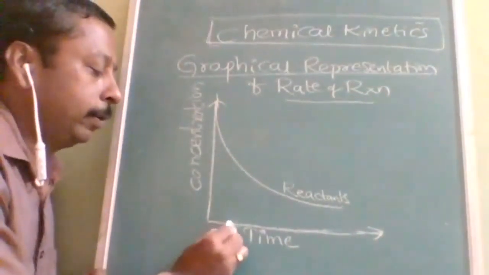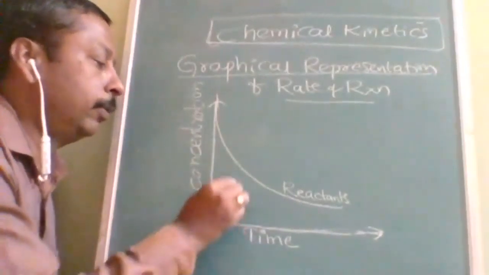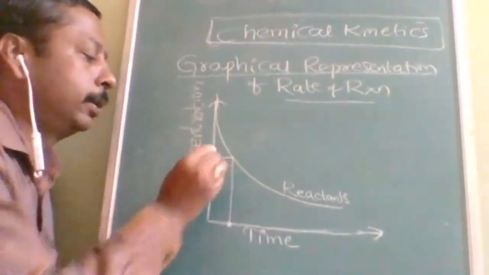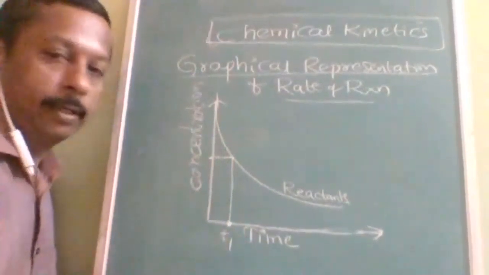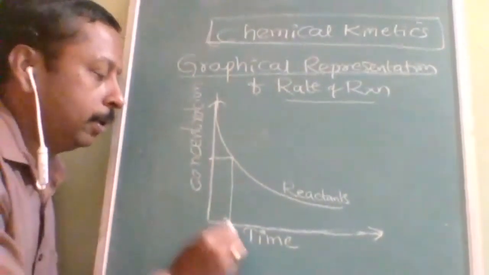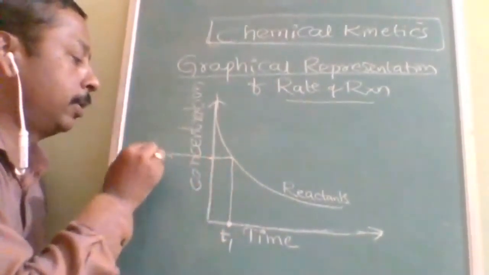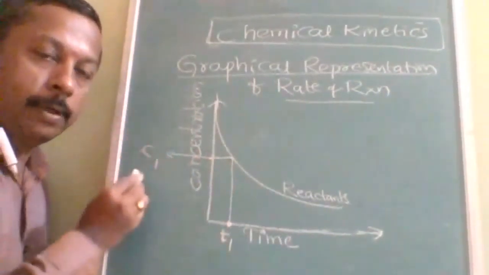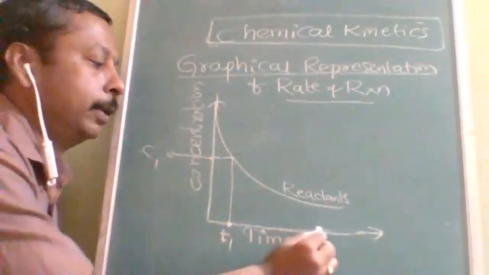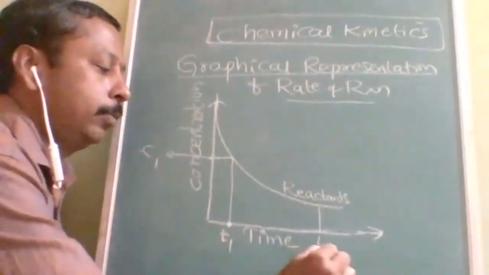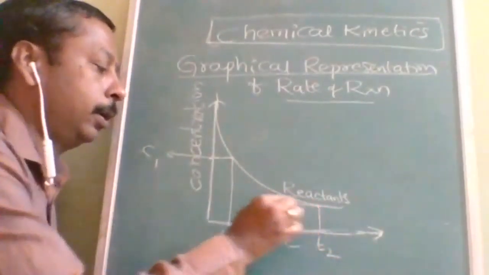So then what we will do, suppose at this point we will note down the concentration. This is the time t1. Okay, what is it? Time t1. And what is it? Concentration C1. Now this is time T2. Okay. And now what is it?